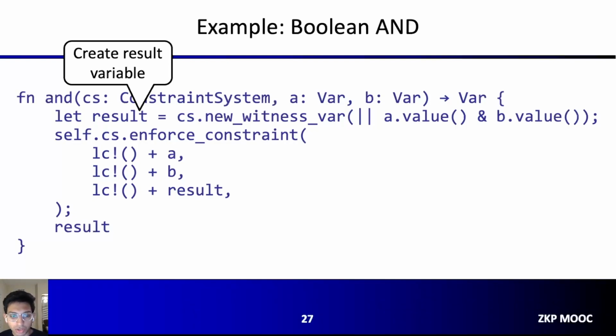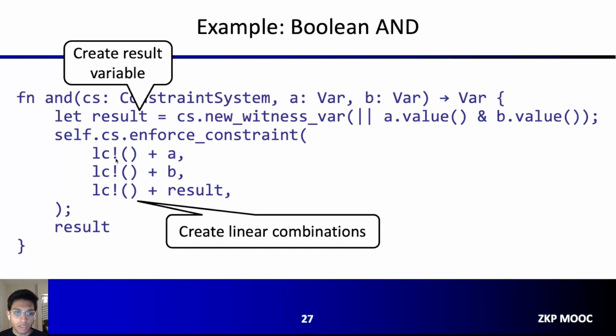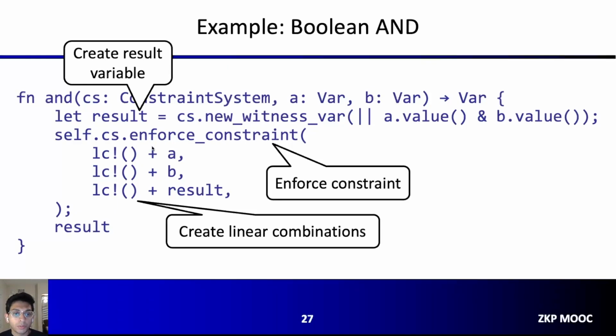To do this, we will first construct some linear combinations, and this is via this Rust macro, which is shorthand for returning an empty linear combination. We will create a linear combination containing just the term A, one containing just the term B, and a final one which contains the result. Finally, to enforce our AND constraint, we will pass these 3 linear combinations into the enforce constraint method. And this will enforce that A times B equals result.